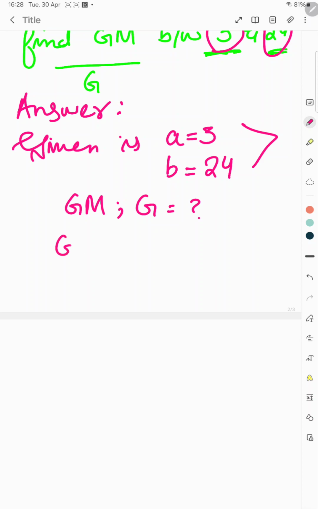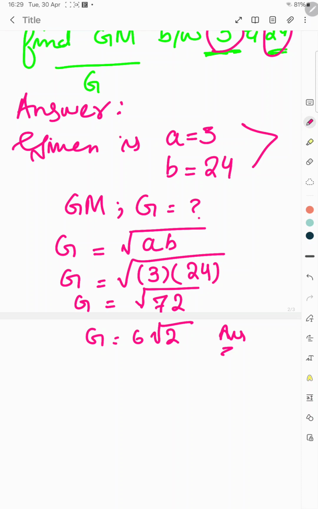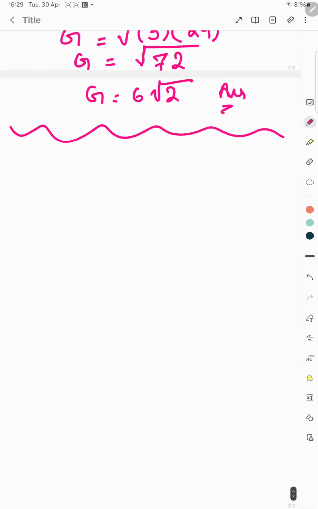So student, as you know, geometric mean has its own formula, which is equal to under root ab. So we have to just put the values of a and b in this formula and just solve and you will get the answer. Okay, under root 72. G is equal to 6 under root 2. This is our final answer. So student, finding geometric mean is really such an easy topic. You have to just remember the formula and just put the values in this formula and your answer will easily come. Okay student, now I will solve example number 2 for you so it will become more clear to you.